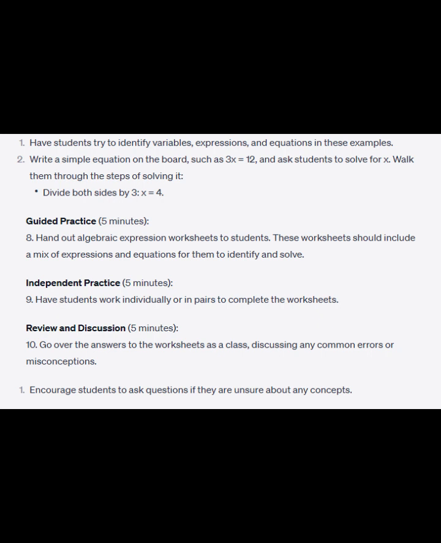Review and discussion: 5 minutes. 10. Go over the answers to the worksheets as a class, discussing any common errors or misconceptions. Encourage students to ask questions if they are unsure about any concepts.